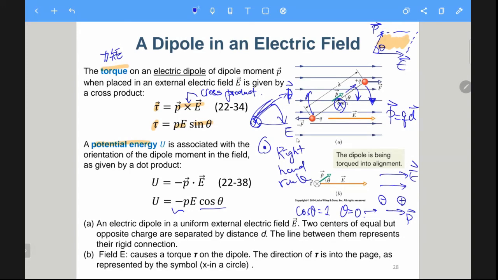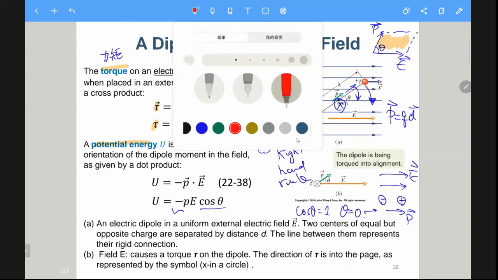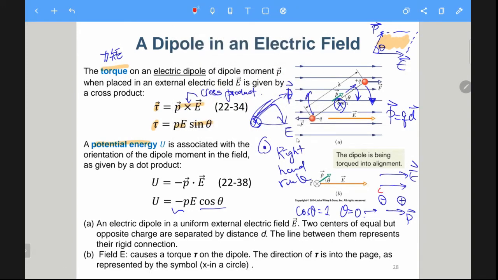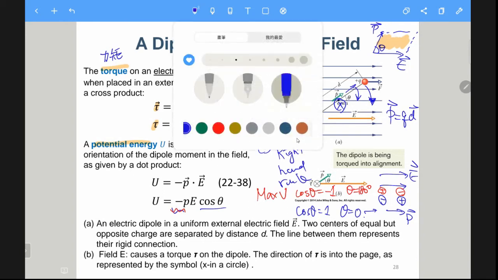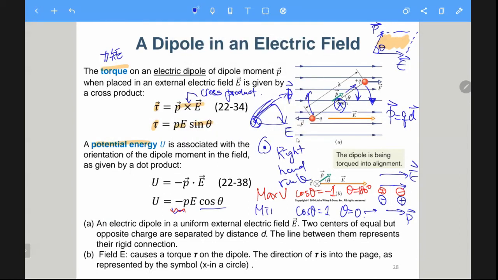And if it is the other way around, if the dipole is something like a positive on the left side, negative on the right side, in this case, theta is 180 degrees. Cosine theta is negative 1. So with this negative sign, it becomes the maximum U. This is minimum U.